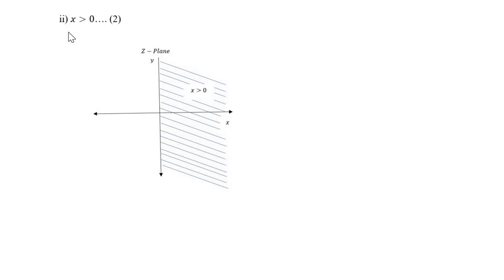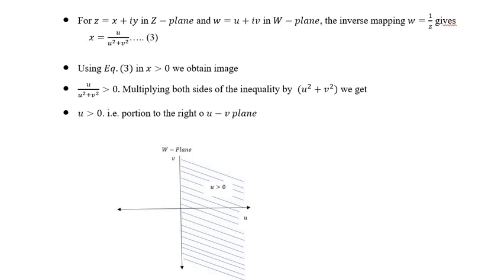Now let us discuss the second problem, wherein we are supposed to obtain the image of x greater than 0 under the inverse mapping 1 upon z. So x greater than 0 is the right half of the z plane, wherein x is positive for any number, whereas the left half indicates x less than 0. That is, x equal to u upon u square plus v square when w equal to 1 upon z.